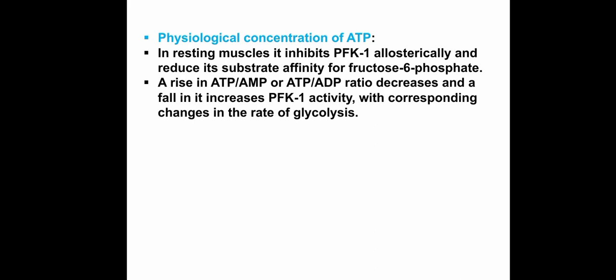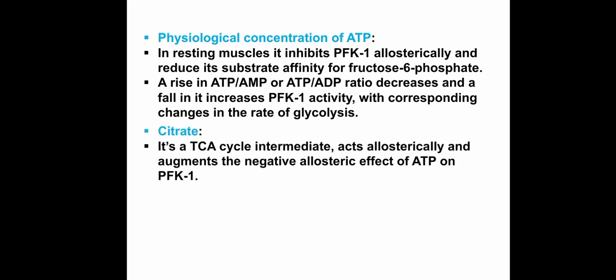So if the ATP concentration is low, that allosterically activates the PFK1. Therefore, step number 3 and the next consecutive steps go on. That is the effect of ATP concentration on PFK1. The second one is citrate. What is citrate? Citrate is not directly involved with glycolysis, but it is involved with the TCA cycle. Citrate is a TCA intermediate.